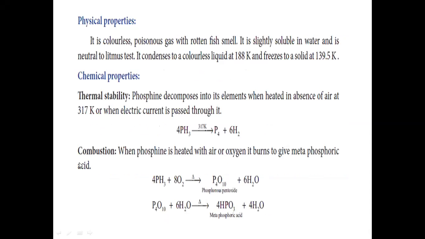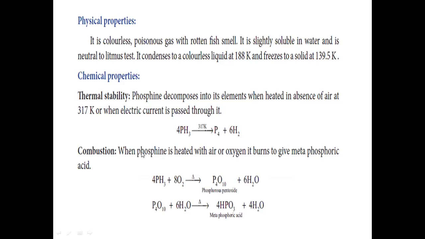Next one is physical property. It is a colorless poisonous gas with a rotten fish smell. It is slightly soluble in water and is neutral to litmus. It condenses to a colorless liquid at 188 Kelvin and freezes at 139.5 Kelvin. Next one is the chemical property. First one is thermal stability. Phosphine decomposes at 317 Kelvin to form phosphorus and hydrogen.